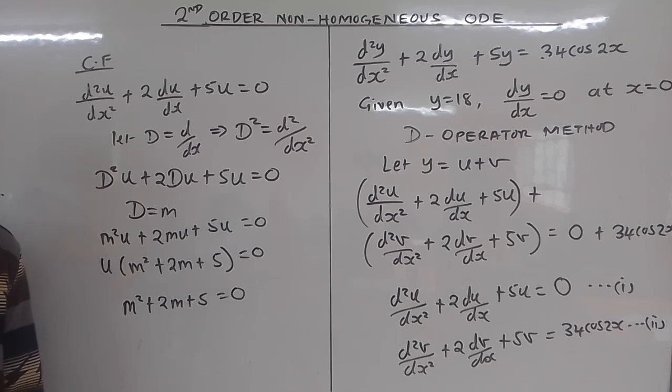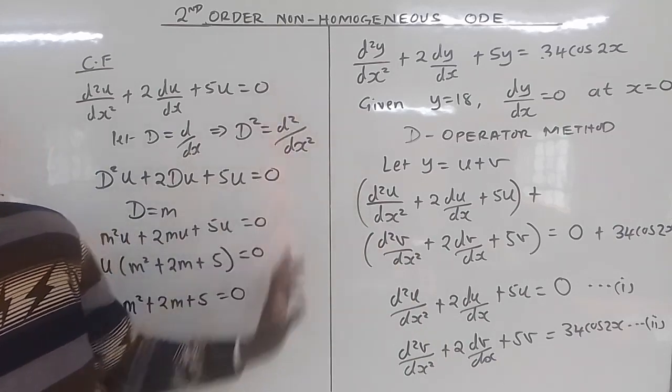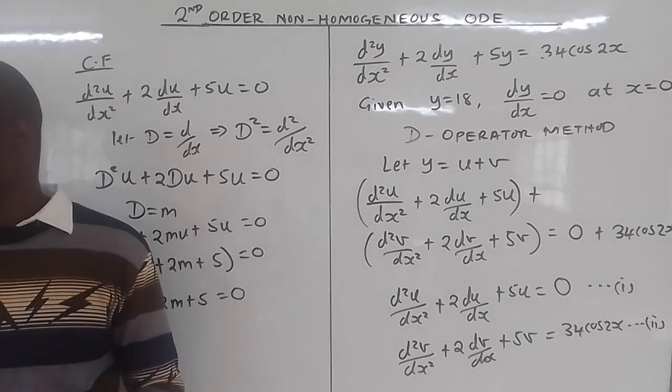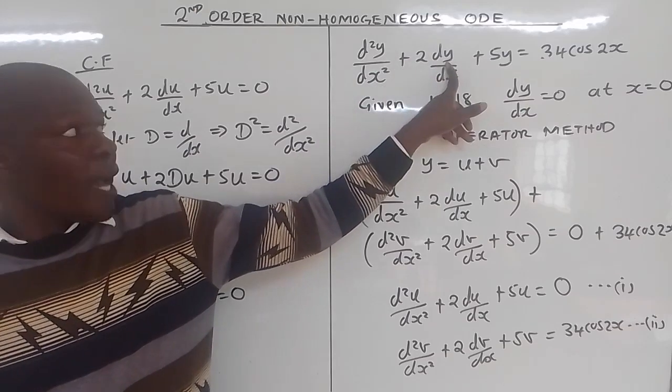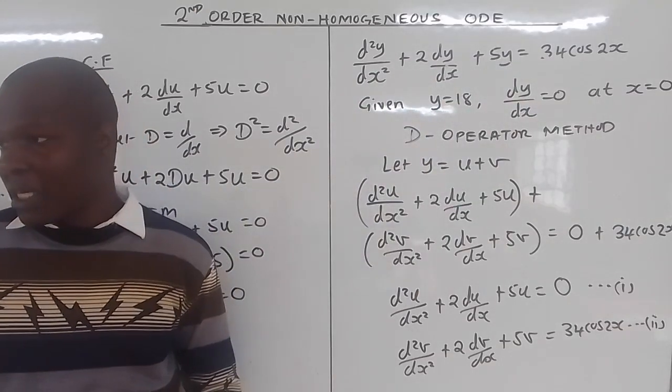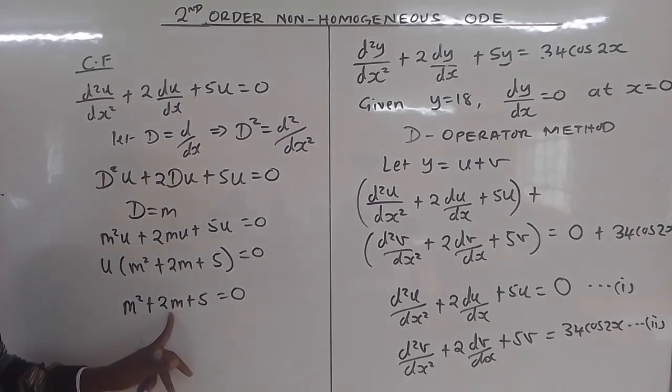Are we together? For those who have understood the concept, there is no need to go through all these steps to get the complementary function. You can always just write m squared plus 2m plus 5 and you have found the auxiliary equation. Are you seeing that? After that, if you solve for m, what do you get?